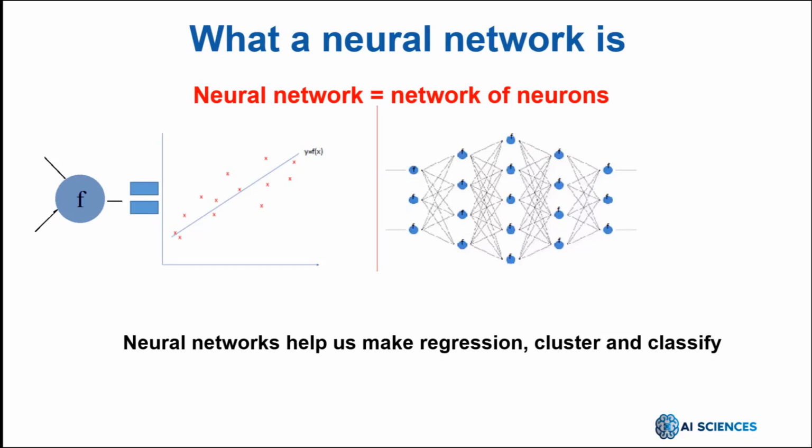Neural networks help us cluster and classify. They help to group data according to similarities among the example inputs, and they classify data when they have the output variable in the existing data set to learn from it.